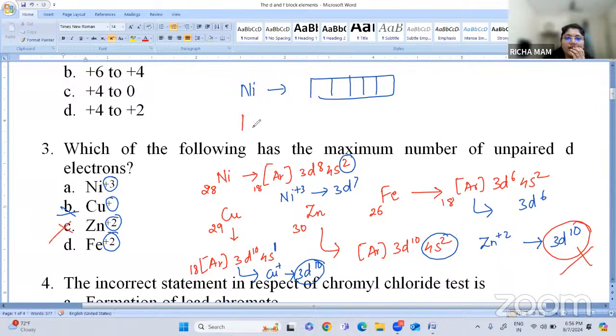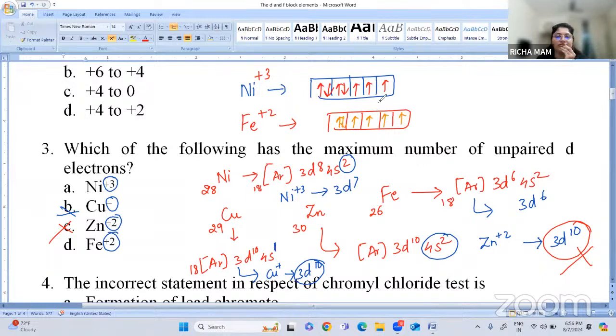Now write for only nickel plus 3 and Fe plus 2. Fe plus 2 is 3d6, so write the electronic configuration: 1, 2, 3, 4, 5, 6. Nickel is 3d7, so 1, 2, 3, 4, 5, 6, and 7. Now write it for iron: 3d6, so 1, 2, 3, 4, 5, and 6.